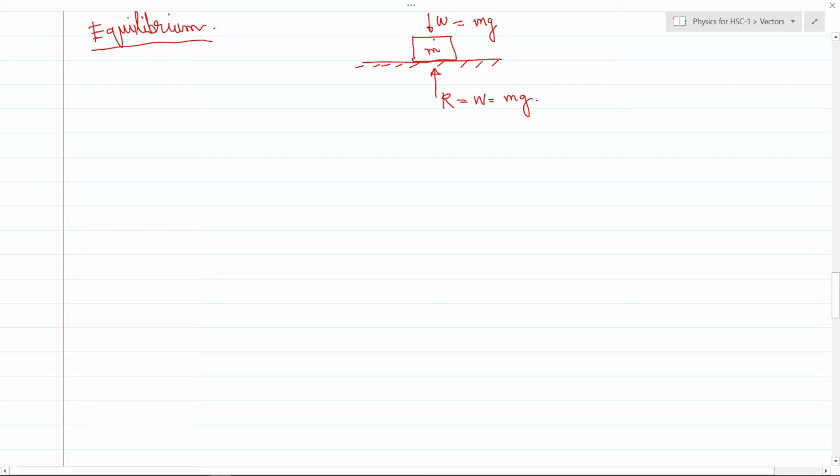So this body is at rest, and we can see that if we sum these forces, according to the Cartesian coordinate system, this is x, this is y, all the upward forces are positive, all the downward forces are negative, so if we sum the forces, the result will be plus R minus W. Since both of these vectors are equal, the result will be 0.